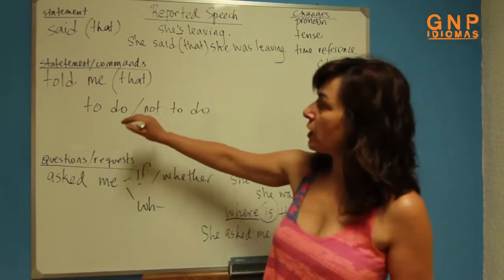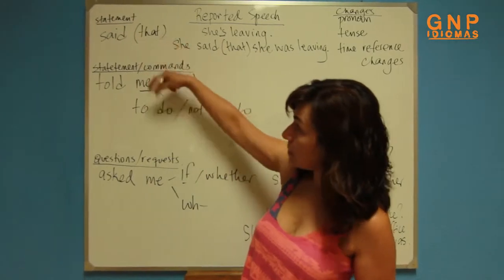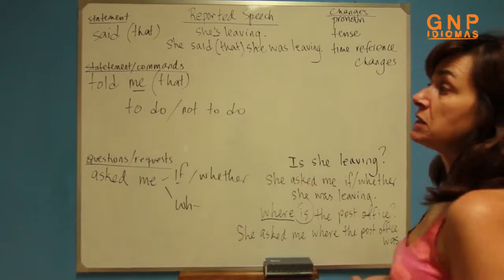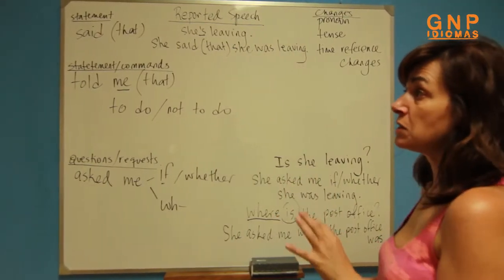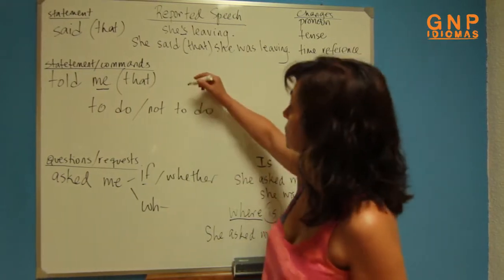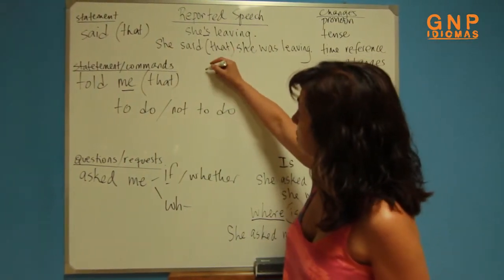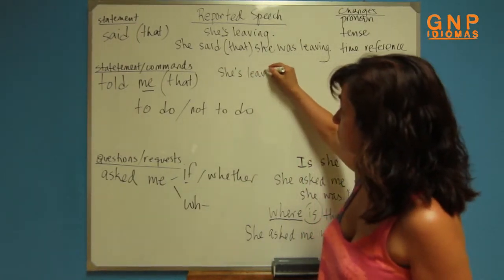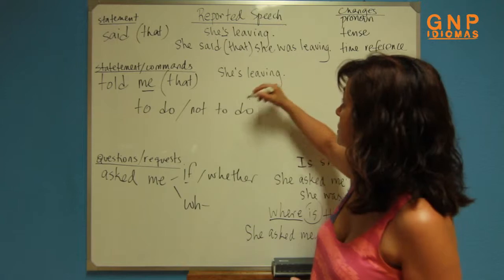Let's go to statements where I have an object, okay? That's the main difference, in fact. Very confusing for kids. The difference between said and told is that both of them are for statements, said there is no object, told there is always an object, okay? So, I have an original sentence. Let's say, she's leaving. Same sentence.